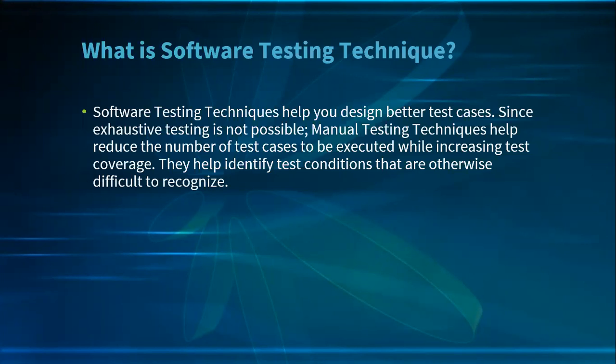So those techniques are where exactly we are going to. The main thing for this technique is to help us build better design, better test cases. Hence, that's the reason for this software technique. Since exhaustive testing is not possible, manual testing techniques help reduce the number of test cases to be executed while increasing test coverage. They help identify test conditions that are otherwise difficult to recognize.